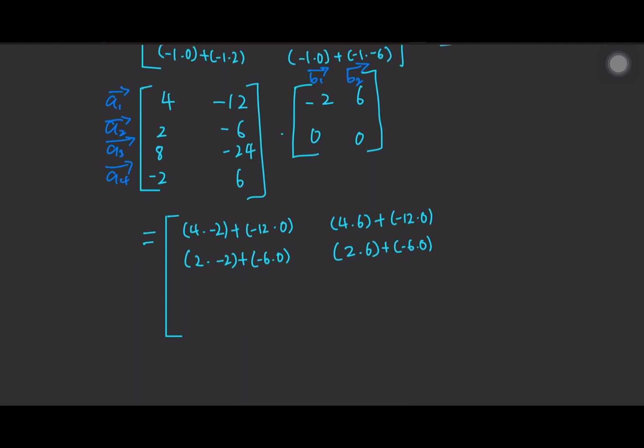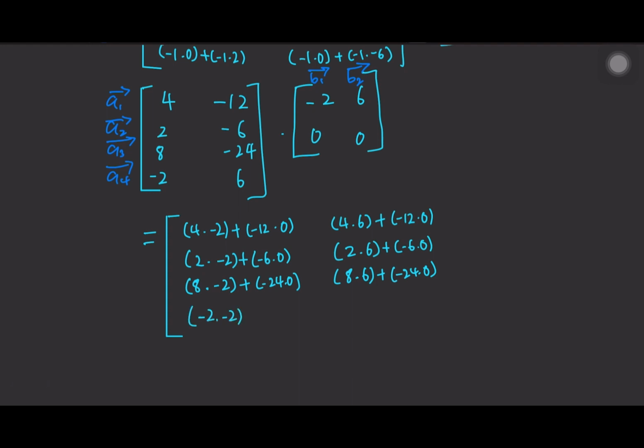A3 multiplied by B1, 8 multiplied by negative 2 plus negative 24 multiplied by 0. A3 multiplied by B2, 8 times 6 plus negative 24 times 0. A4 times B1, negative 2 times negative 2 plus 6 multiplied by 0. A4 multiplied by B2, negative 2 times 6 plus 6 multiplied by 0.